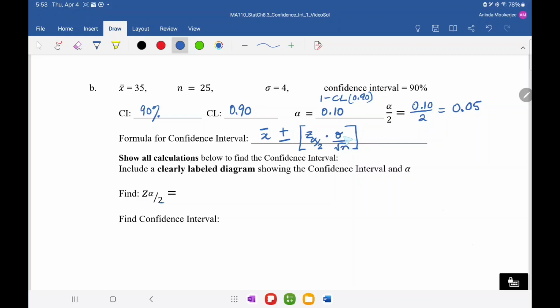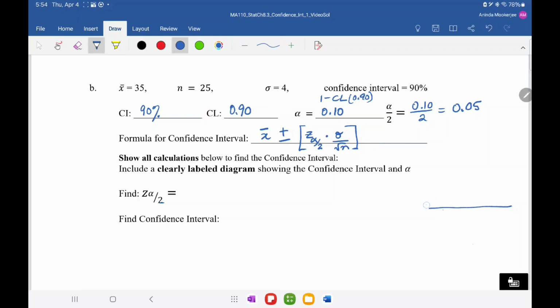All right, so this sigma is the population standard deviation. And since we know the population standard deviation, we are going to use the Z interval procedure to find our confidence interval. Then it says show all calculations, which we will, but first we have to include a clearly labeled diagram showing the interval and alpha. So let's do that. I'm going to sketch here.